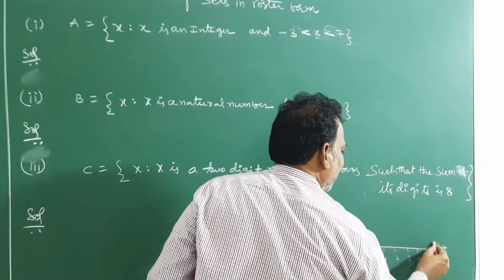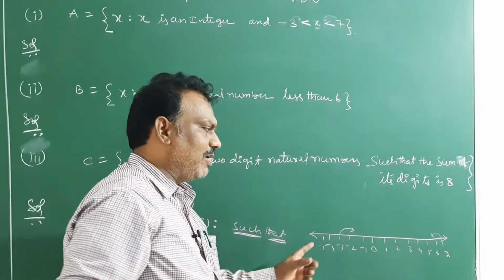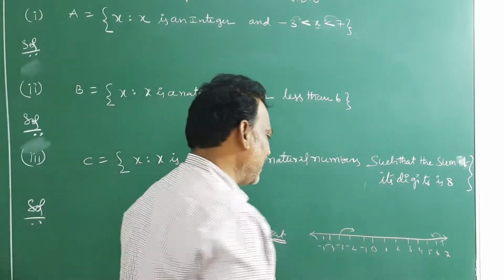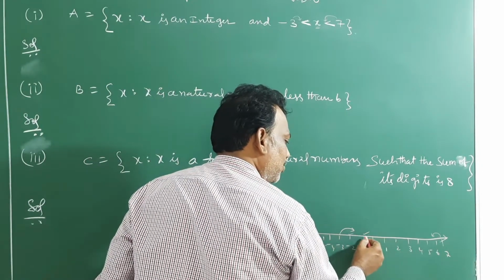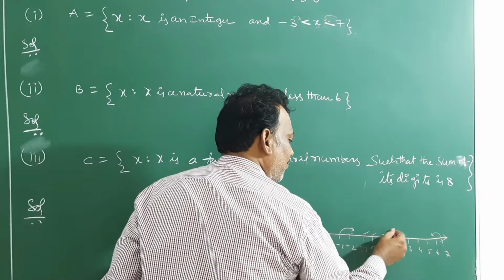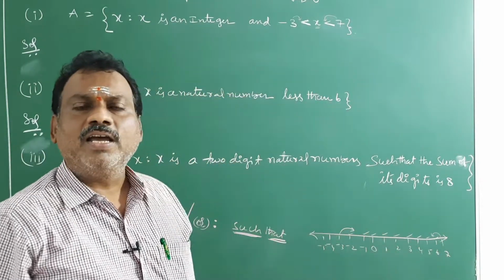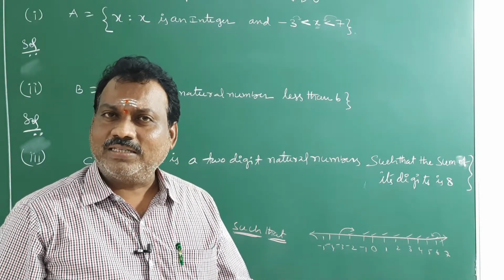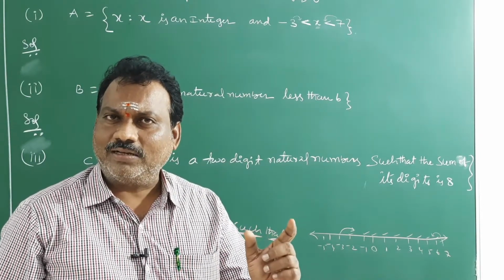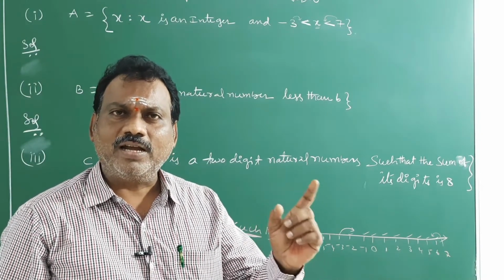This is 7 left side. So you have to take all the values in between minus 3 to 7. You can see that minus 2, minus 1, 0, 1, 2, 3, 4, 5, 6. These are all integers only, lies in between minus 3 to 7. Clear students? Minus 3 to 7 integers.